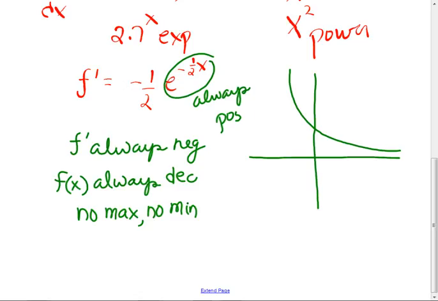And I believe that's all there is to this section. The homework's asking you to find the extreme values and where it's increasing, decreasing. And so we can look at some homework problems. That proves that it's always decreasing, because that's negative.